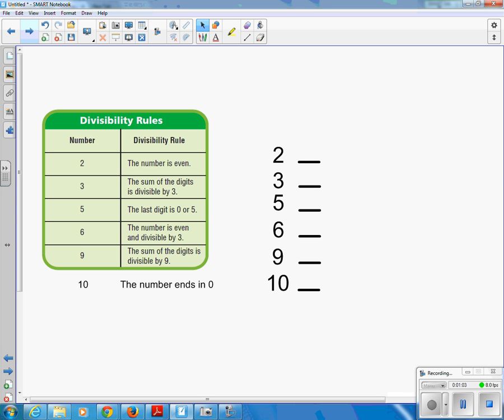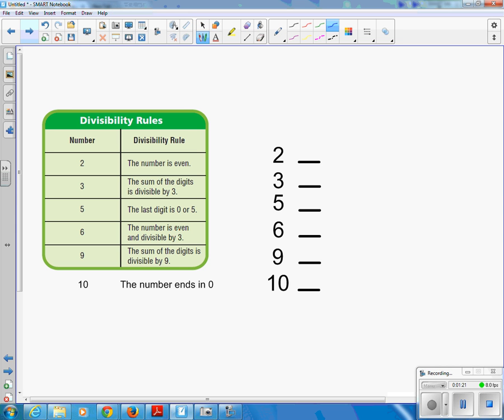A number is divisible by 9 if the sum of the digits is divisible by 9 or a multiple of 9. And I just added this because it's pretty easy. A number is divisible by 10 if the number ends in 0. So let's do an example.